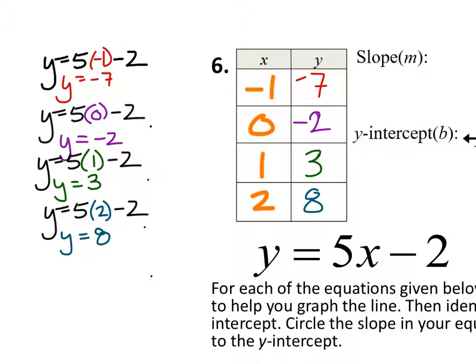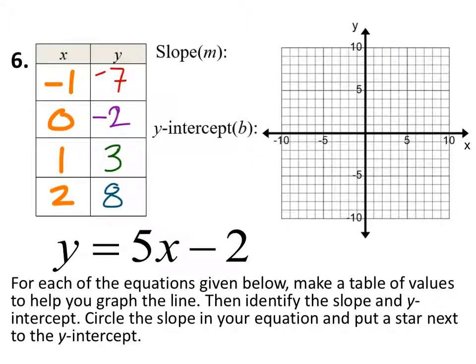So this gives us the ordered pairs in the table, which we can then put on the graph. And again, these are ordered pairs. So the first ordered pair we have -1, -7, which appears to be right there. And then 0, -2. And also 1, 3. And finally 2, 8. Right there somewhere. Alright, and then we'll just connect these points with the line.